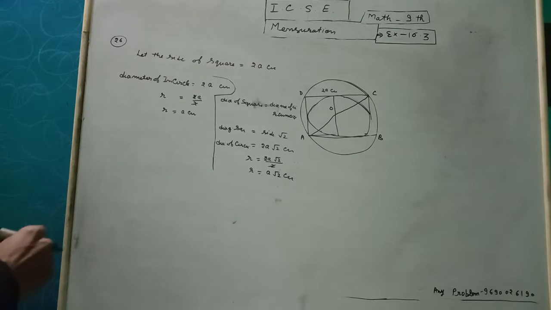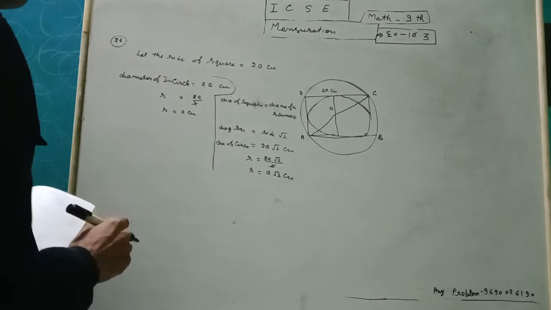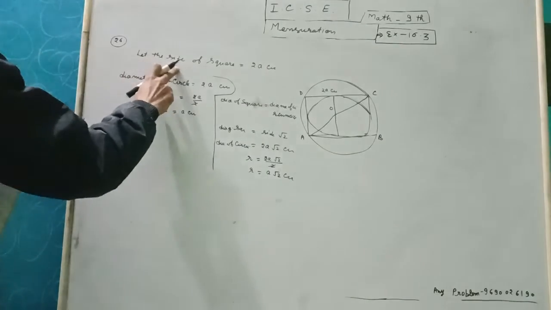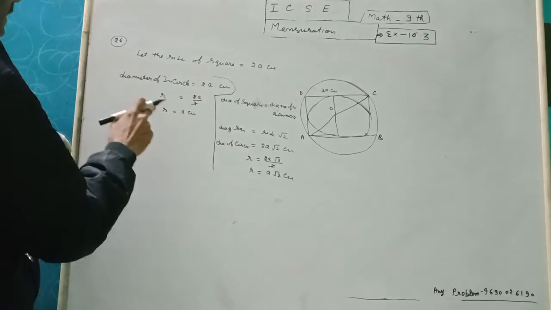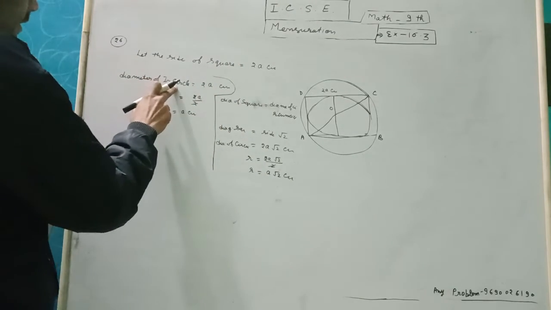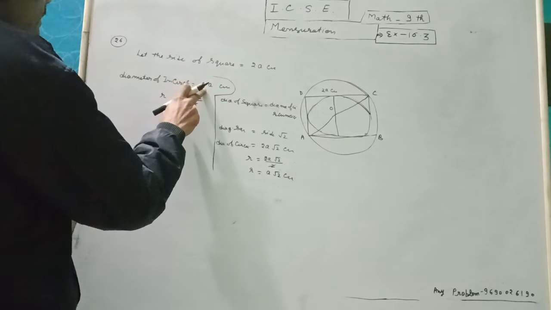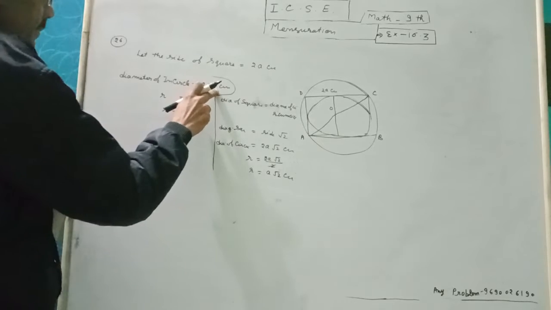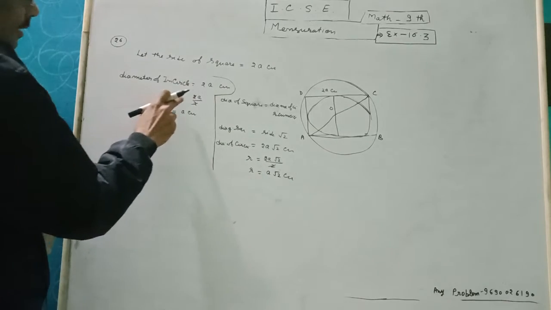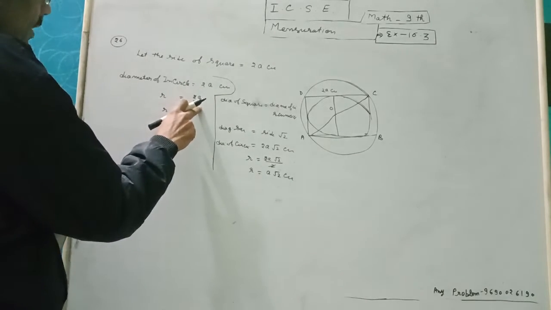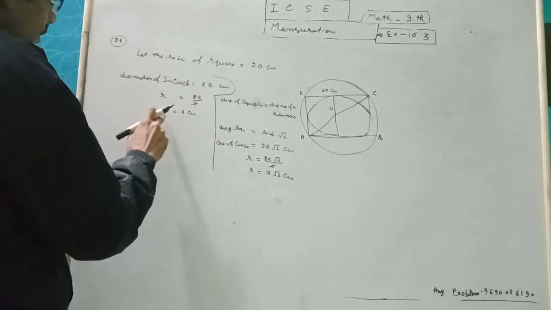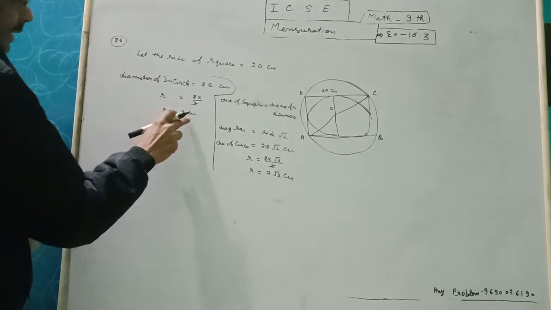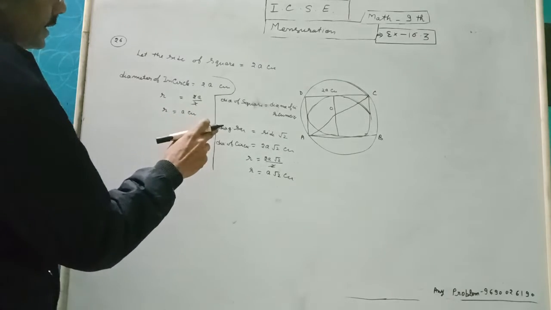9th class student, exercise mensuration, 16.3. Let the side of the square be 2a cm. The diameter of the incircle will be the side of the square, 2a cm. Then r is equal to 2a upon 2. The radius of the incircle is equal to a cm.